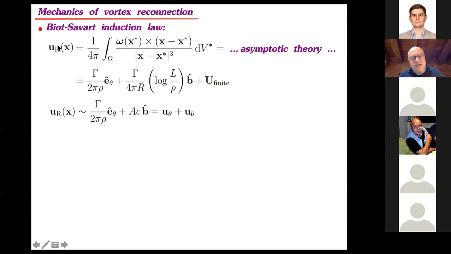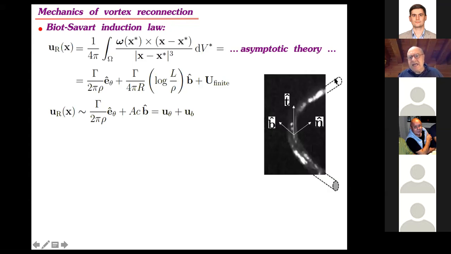So in other words, we can express the rotational velocity due to vorticity as made of two contributions. One, the theta contribution, gives just circulatory motion of flow around the vortex without creating any drift velocity, any translation of the vortex in the fluid. And the other one is the binormal contribution, which is responsible, at least locally, for the motion of the vortex tube and is proportional to curvature.